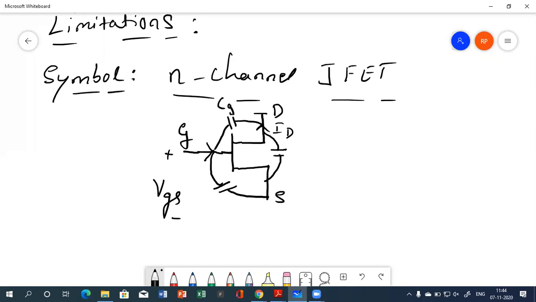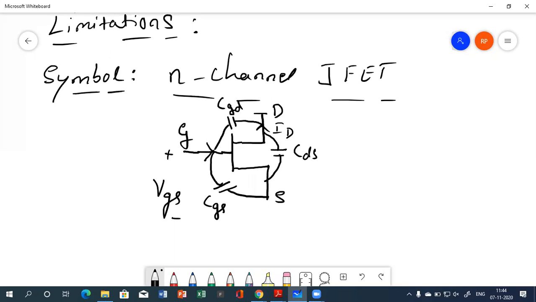So this is nothing but the capacitance between gate to drain. This is the capacitance between gate to source. And this is the capacitance between drain to source. So these are the three internal capacitances which are present in the N channel JFET. Similarly for P channel also. And the input voltage applied here is VGS.